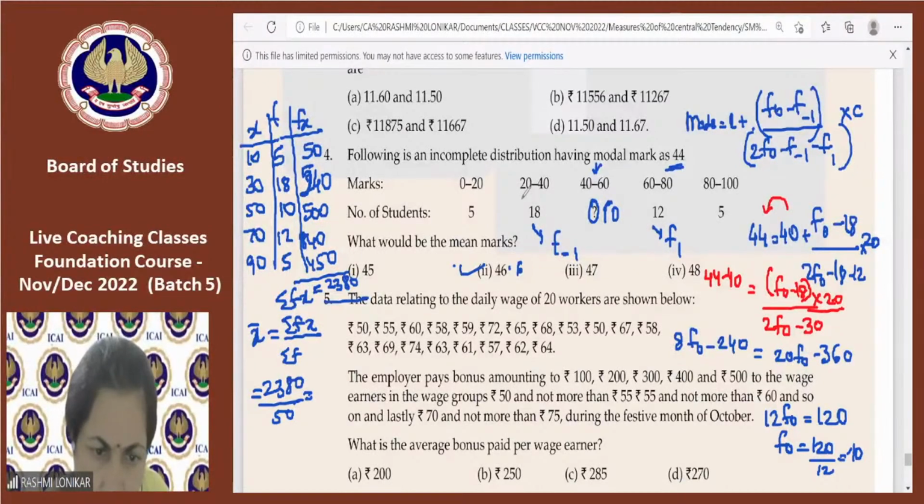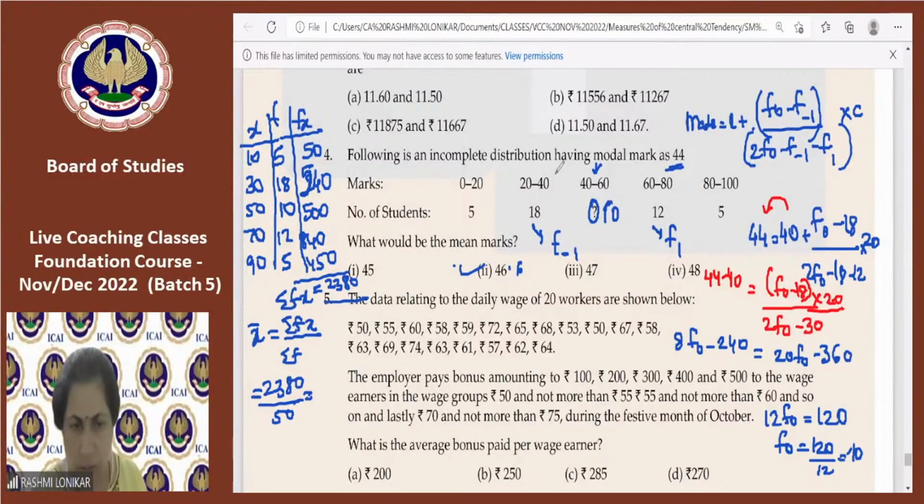The frequencies are 5, 18, 10, 12, 5. The midpoints are 10, then 30, then 50, 70, and then 90.